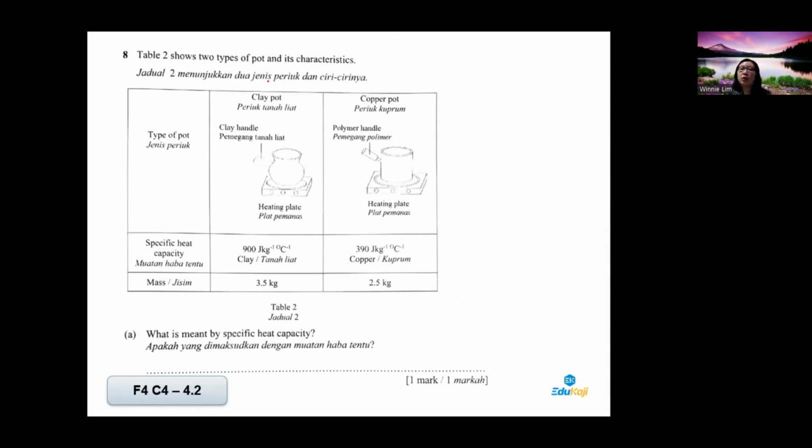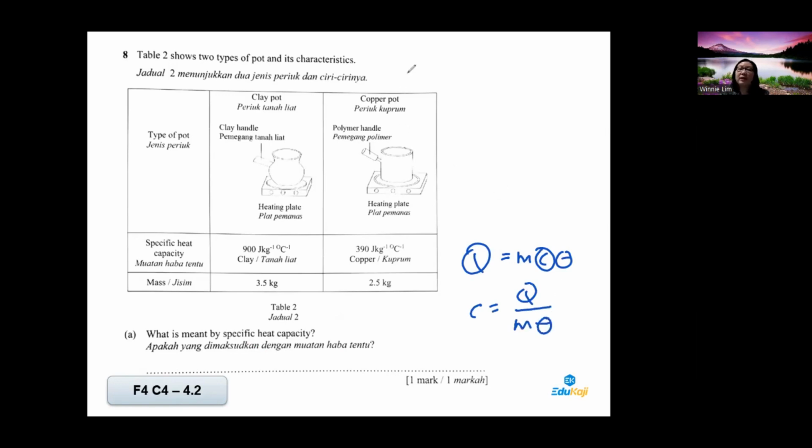Okay, the last question on structured will be similar to section C essay. So Table 2 shows 2 types of pots and their characteristics. First, what is the meaning of specific heat capacity? Okay, so we always use the standard formula Q equals mc theta, right? Specific heat capacity is this little c. If you rearrange, you have c equals Q over m theta.